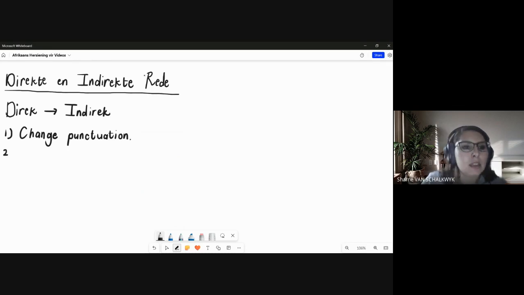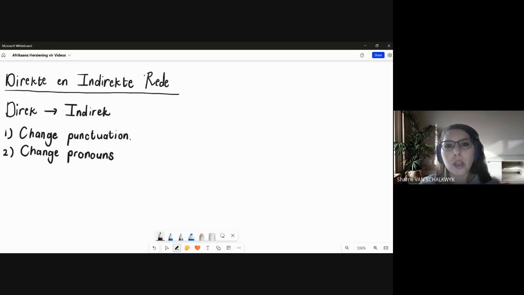Then the second thing you must do is change pronouns. So here you'll get a picture, and in that picture, a boy is a he and a girl is a she. Sometimes they will ask they and them, but you follow whatever was in the question. And if there's no gender specific pronoun in the question, look at the picture. So change your pronouns.